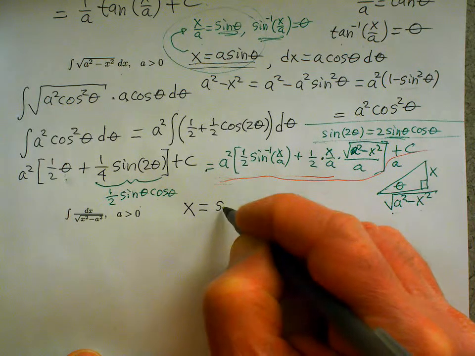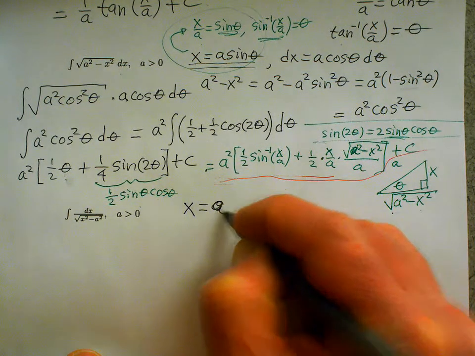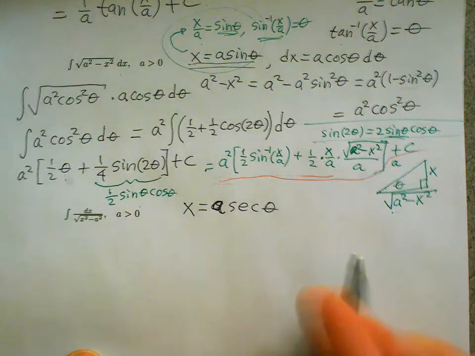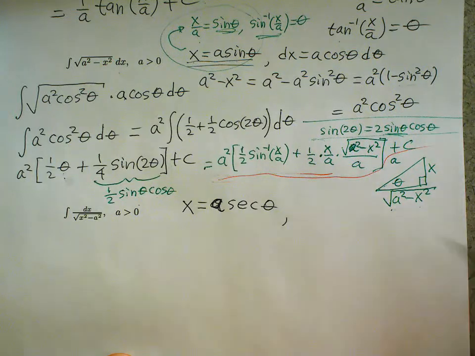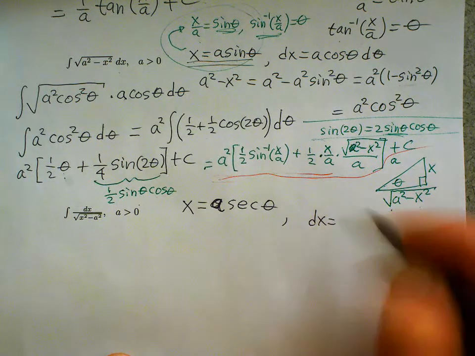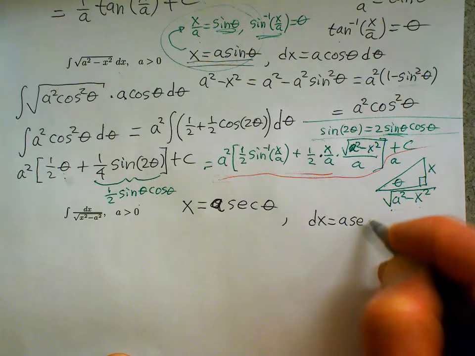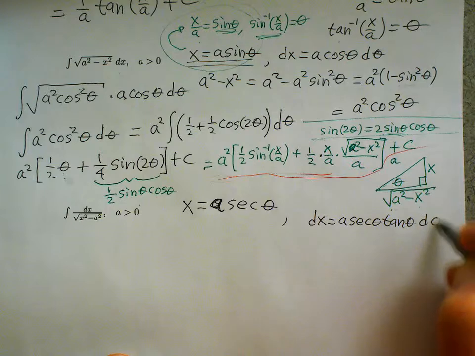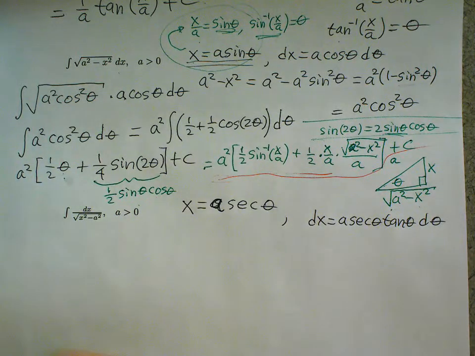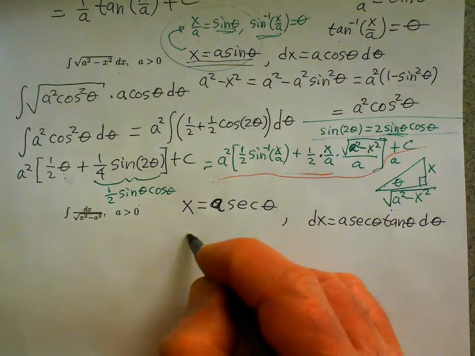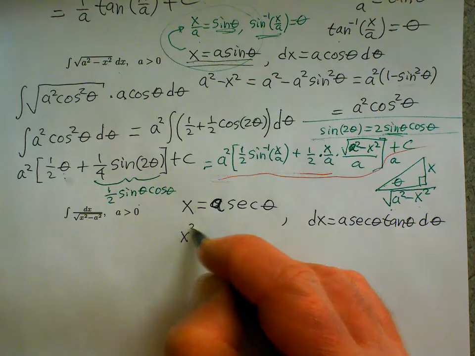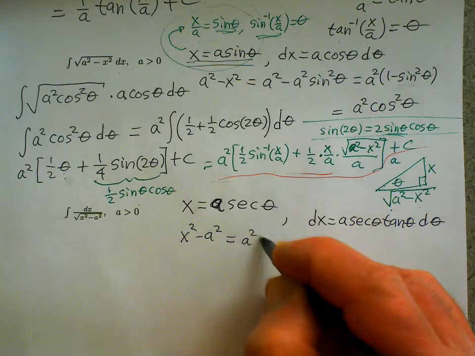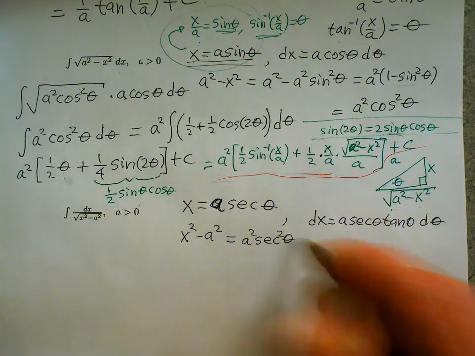is a times secant of theta. And so dx is a times secant of theta tangent of theta d theta. And then x squared minus a squared is a squared times secant of theta squared minus a squared.